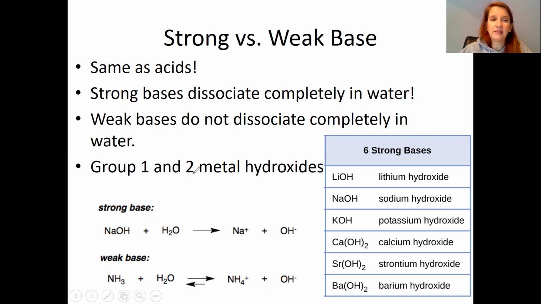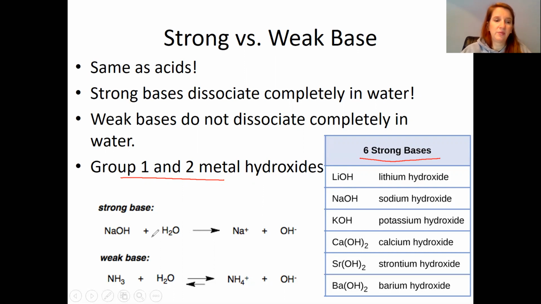For our strong bases, we're talking about group 1 and 2 metal hydroxides. So look at your periodic table. If it's a metal that's in group 1 or 2 and it's bonded to hydroxide, it's going to be a strong base. So there's only 6 listed over here, but for purposes of our discussion, if it's in group 1 or group 2, you know, rubidium, cesium, potassium, strontium, barium, it's going to be a strong base, okay?